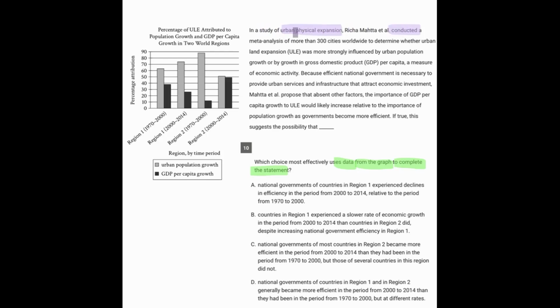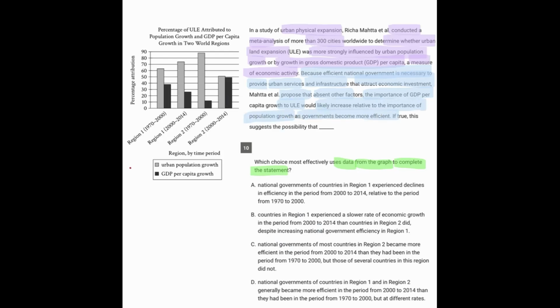The researchers conducted an analysis of more than 300 cities to determine whether urban land expansion was more strongly influenced by urban population growth or by growth in GDP, a measure of economic activity. Because efficient national government is necessary to provide urban services and infrastructure that attract economic investment, they propose that absent other factors, the importance of GDP to urban land expansion would likely increase relative to the importance of population growth as governments become more efficient.